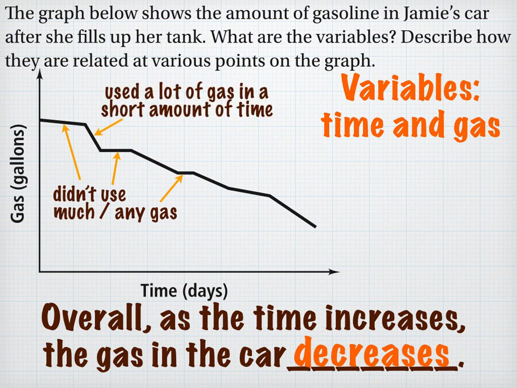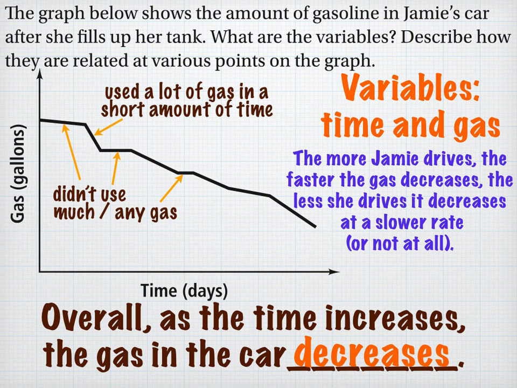If you look right here at this section, she used a lot of gas in a short amount of time. So maybe she had to travel a lot that day, maybe she went on a road trip over the weekend, something like that. But she used a whole lot of gas in a short amount of time compared to the other days represented on this graph. So those are kind of the high points, I would say, of this graph. Everything else, the trend is down, but it's not sharply down, like the part that I just pointed out on the graph.